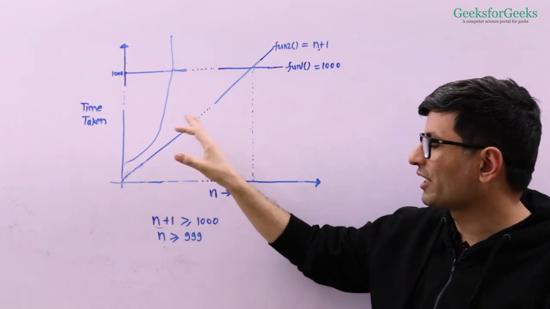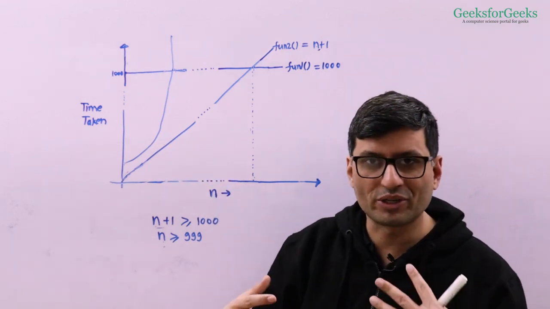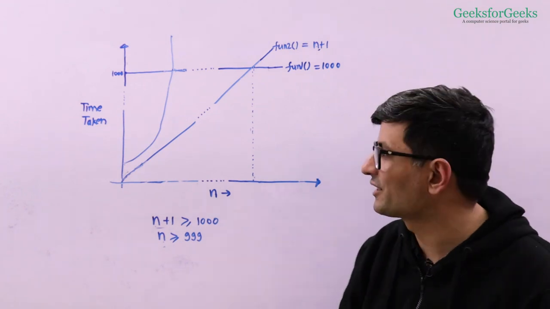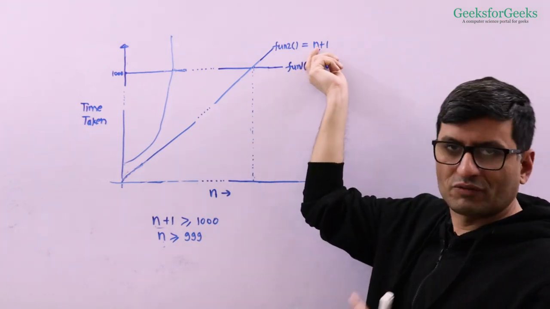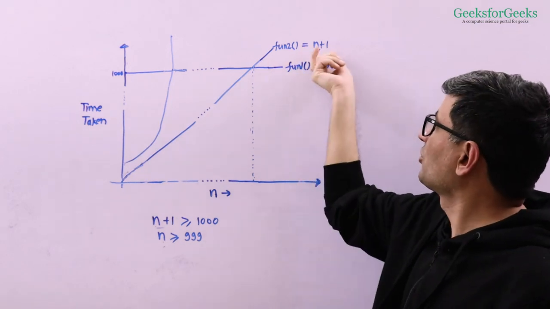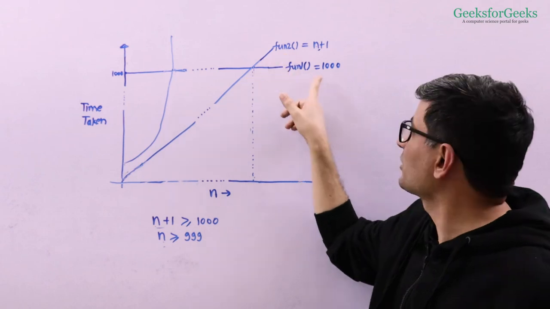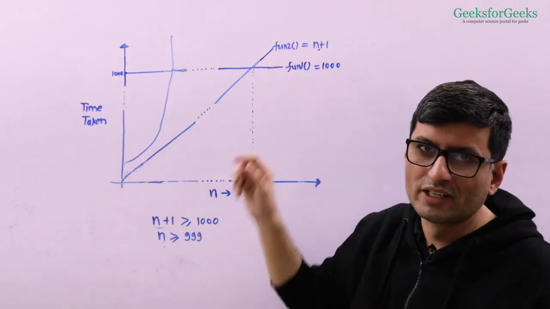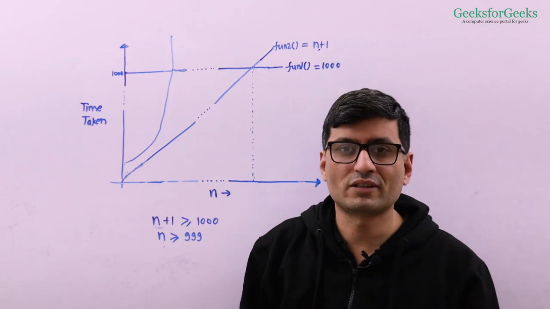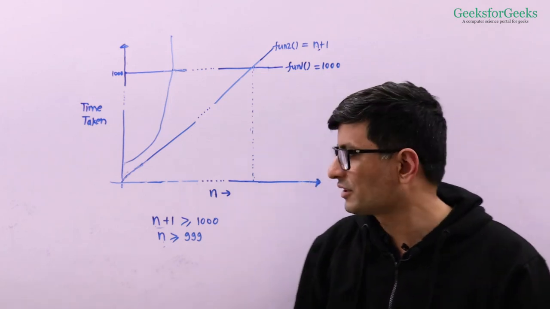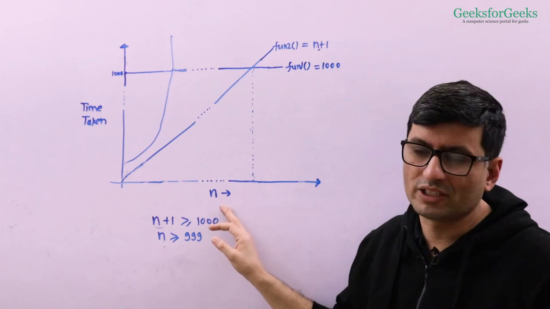So whenever we draw the graph or whenever we talk about asymptotic functions, asymptotic analysis, these are the functions of time taken, right? They show you how much time is taken by fun2 and how much time is taken by fun1, right? So they are always going to have a value greater than or equal to 0. Same is the case for input size n.